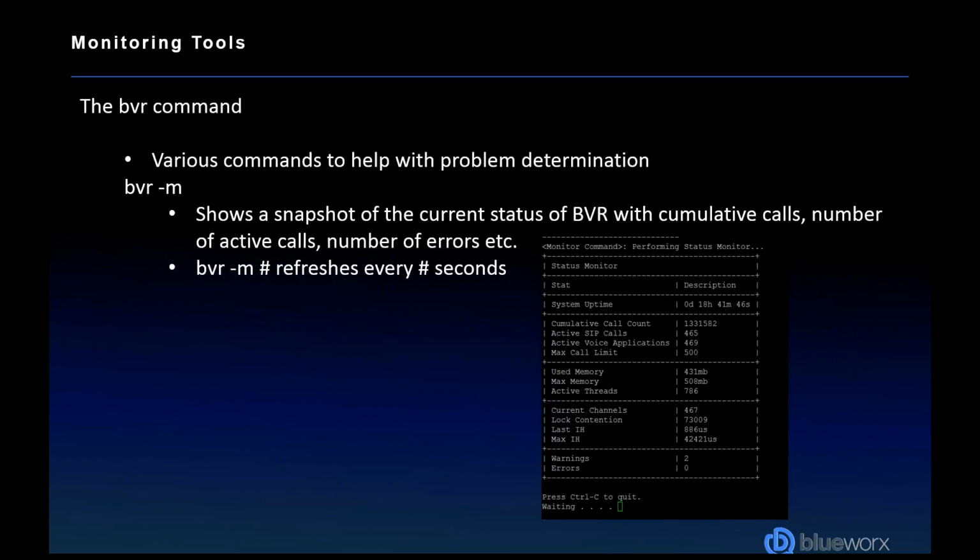There's usually a little bit of difference between the number of active SIP calls and the number of voice channels, because there's a very short period between the setup of the signaling and the starting of the streaming, and that's more noticeable on tests where you have very short calls. Then we have the counter of the warnings and the errors, which is pretty useful. Now you can get this to refresh every so often. So BVR -M2 will refresh this display every couple of seconds if you're actively monitoring the system.